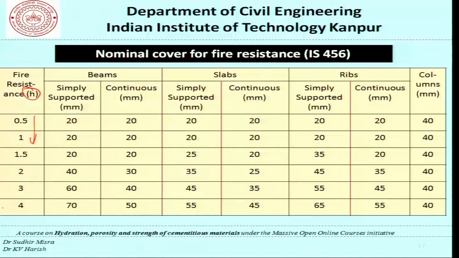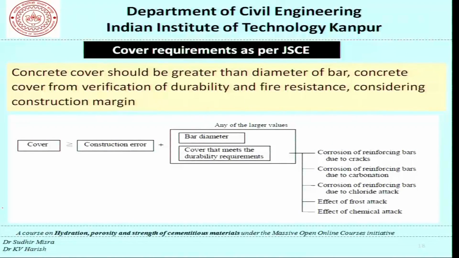unacceptable temperature rise. Now, coming to the cover requirements in some other codes, let us look at what the JSCE, or the Japan Society of Civil Engineers, says. The cover concrete shall be greater than the diameter of the bar, and the concrete cover shall come from verification of durability and fire resistance considering the construction margin. So, here we are invoking the concept of construction margin.